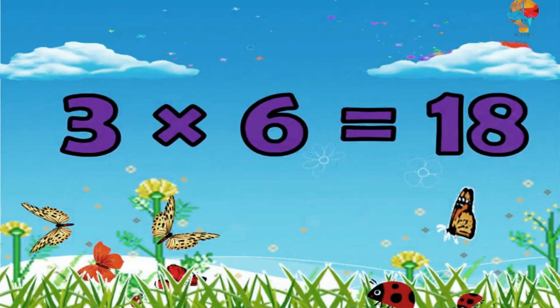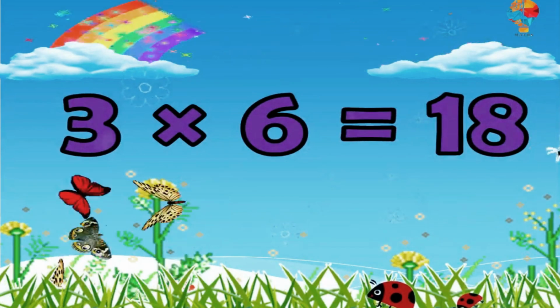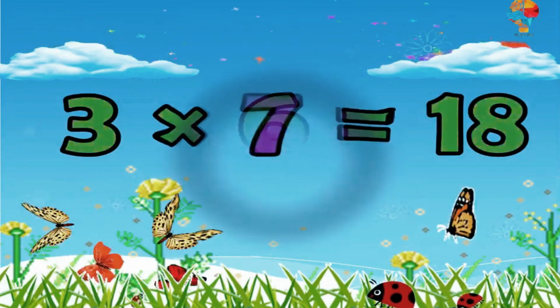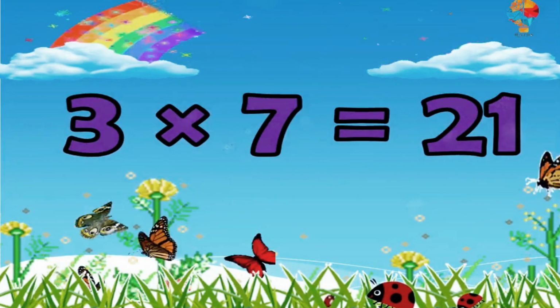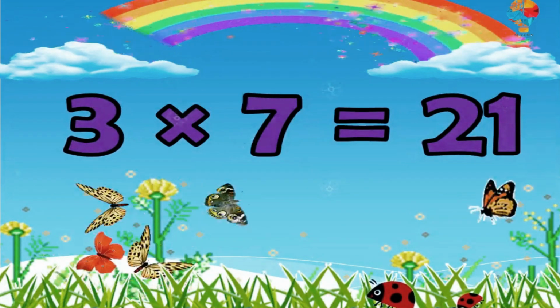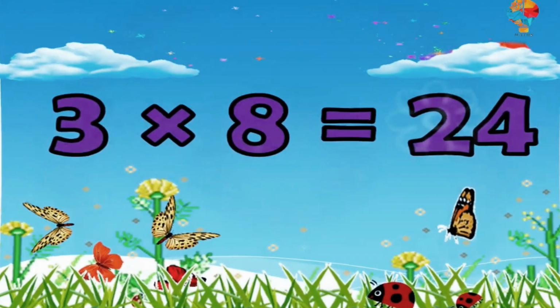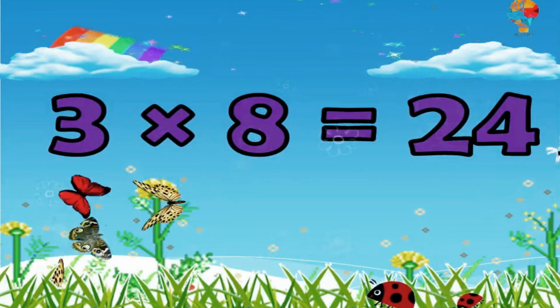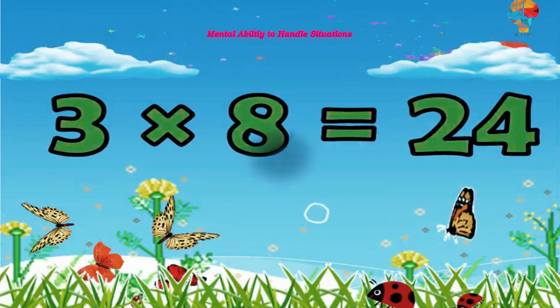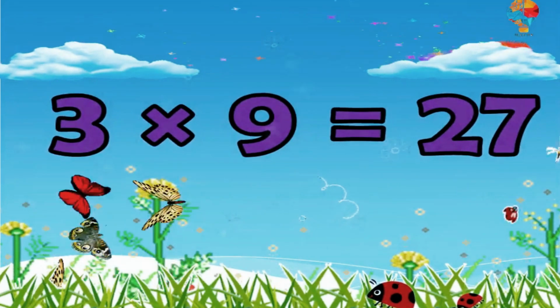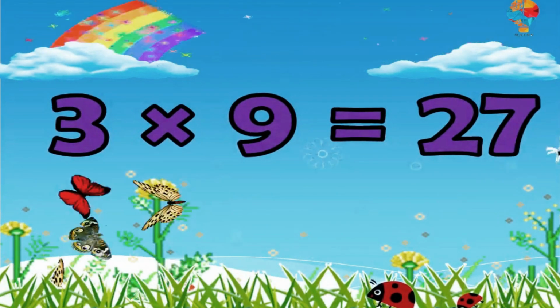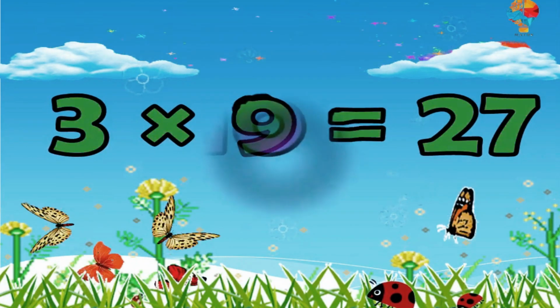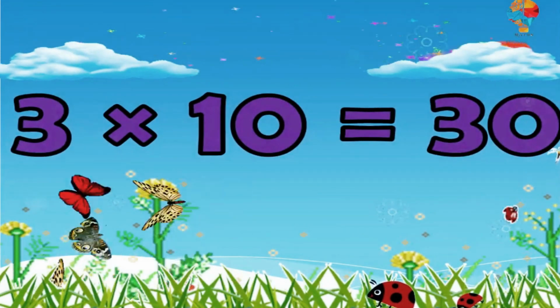3 sixes are 18, 3 sevens are 21, 3 eights are 24, 3 nines are 27, 3 tens are 30.